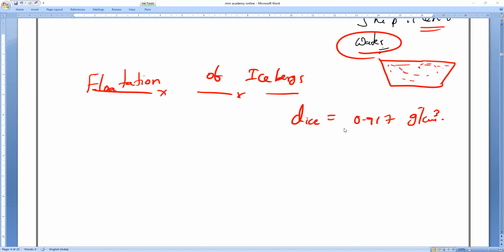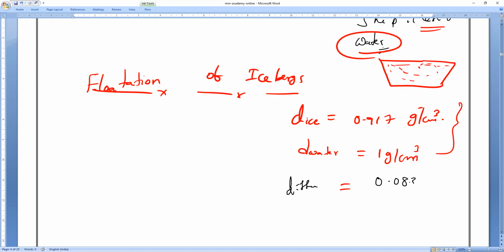Now, if I take normal ocean water, the density of water is 1 gram per cubic centimeter. If I take the difference, is it a big difference or a very small difference? Everybody? A very small difference. So what is the difference between the densities? It is 0.083 gram per cubic centimeter. That is the density difference.